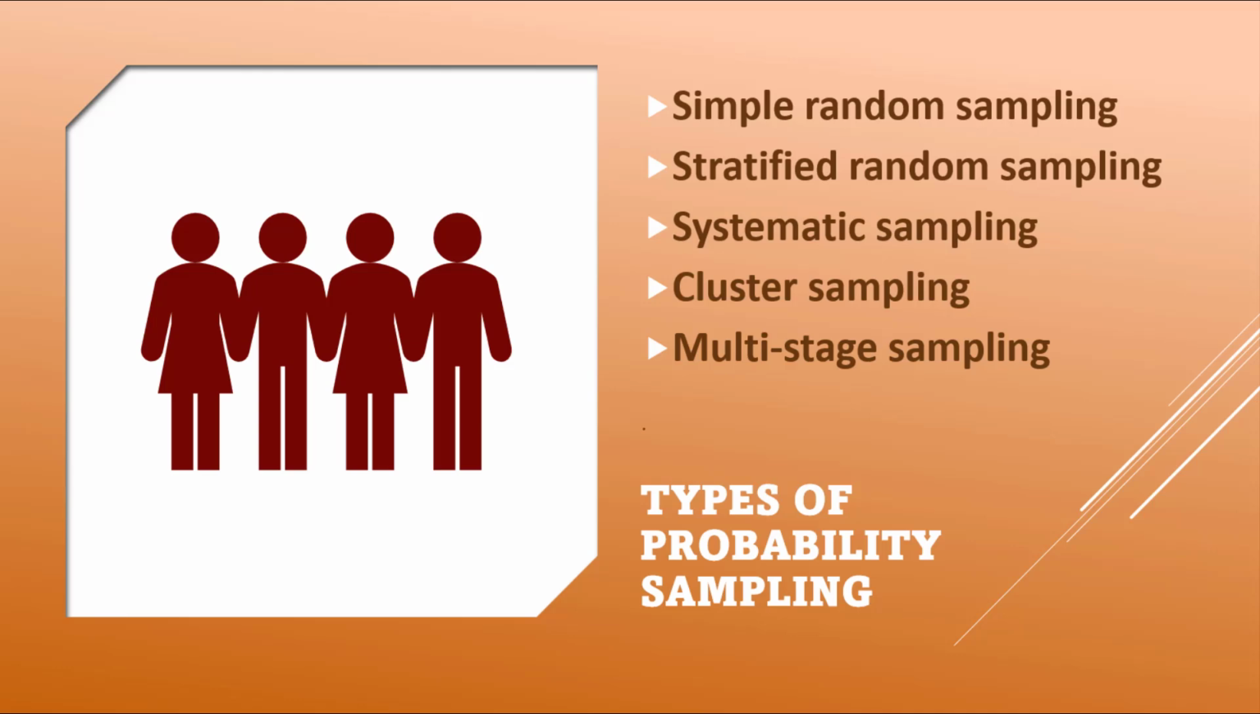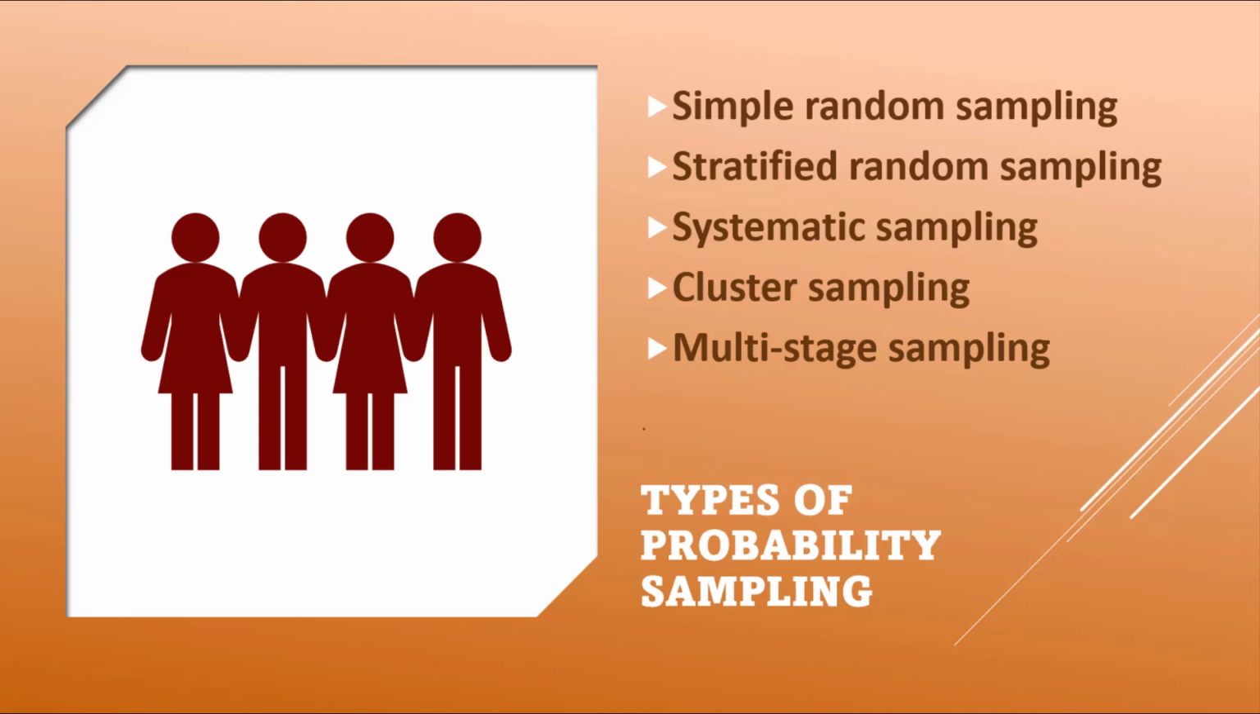Then we have systematic sampling. In systematic sampling, members of the population are selected at regular intervals. For example, every 10th person on a list may be selected for the sample. Such a sampling technique is known as systematic sampling. Then we have cluster sampling. In cluster sampling, the population is divided into groups or clusters, and a random sample of clusters is selected. And in this sampling, all members of selected clusters are included in the sample.